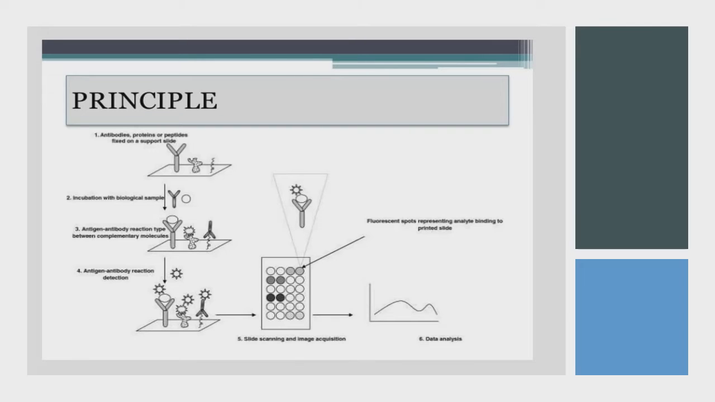This slide shows us the principle based on which the protein microarrays work. Here, the antibodies, the proteins and the peptides are fixed on a support slide. Then incubation occurs with the biological sample. In the third step, the antigen and antibody reaction occurs between the complementary molecules. In the fourth step, the antigen-antibody reaction detection occurs. In the fifth step, the slide scanning and the image acquisition take place, and at last, the analysis of the data occurs.